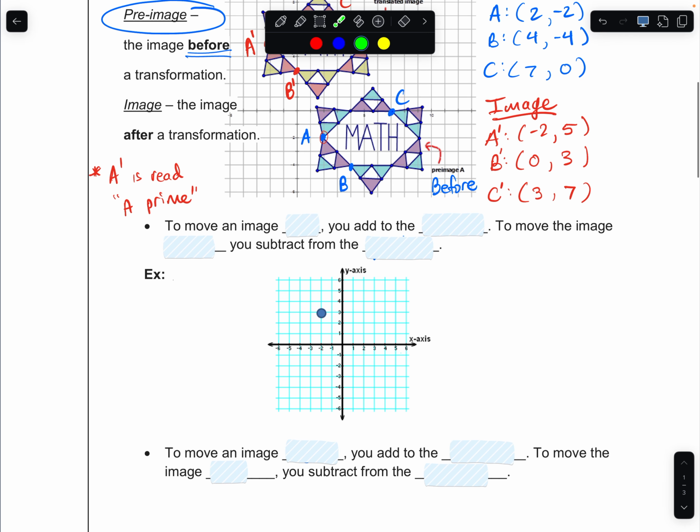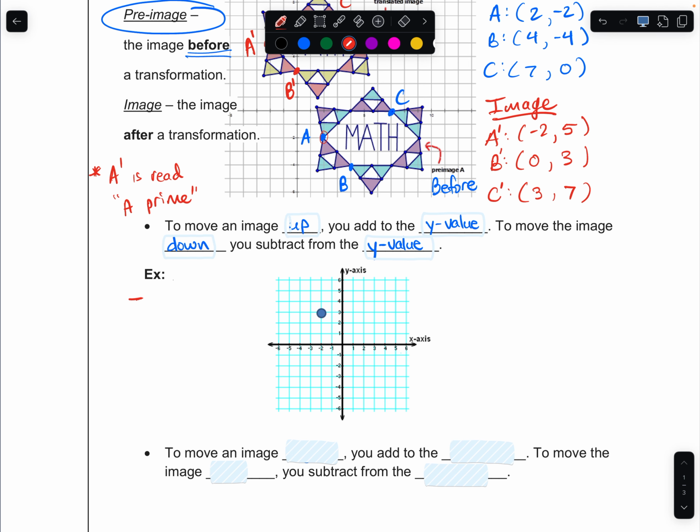So moving on, you can move an image up if you add to the Y value. You can move it down if you subtract from the Y value. That should make sense. The Y axis is vertical, up and down, right? So let's get to our example.